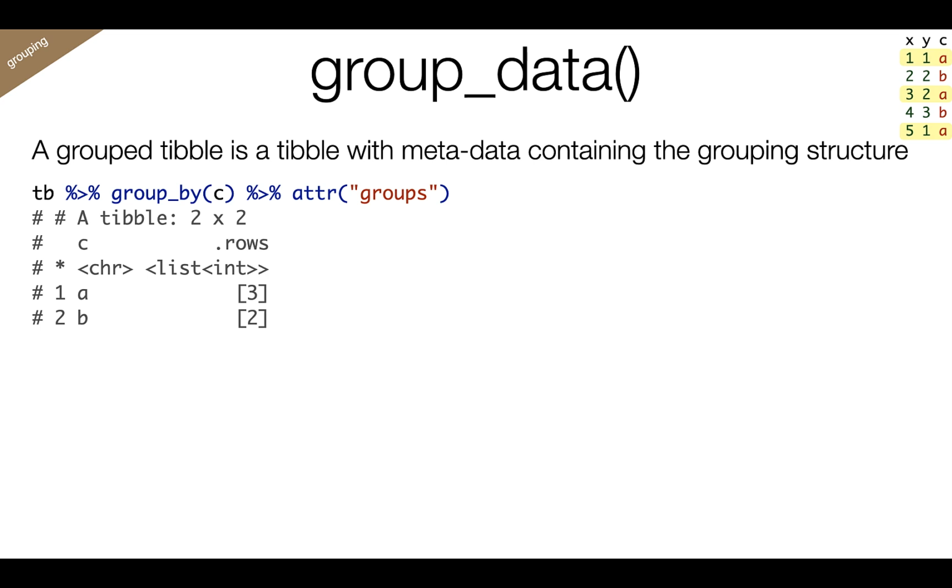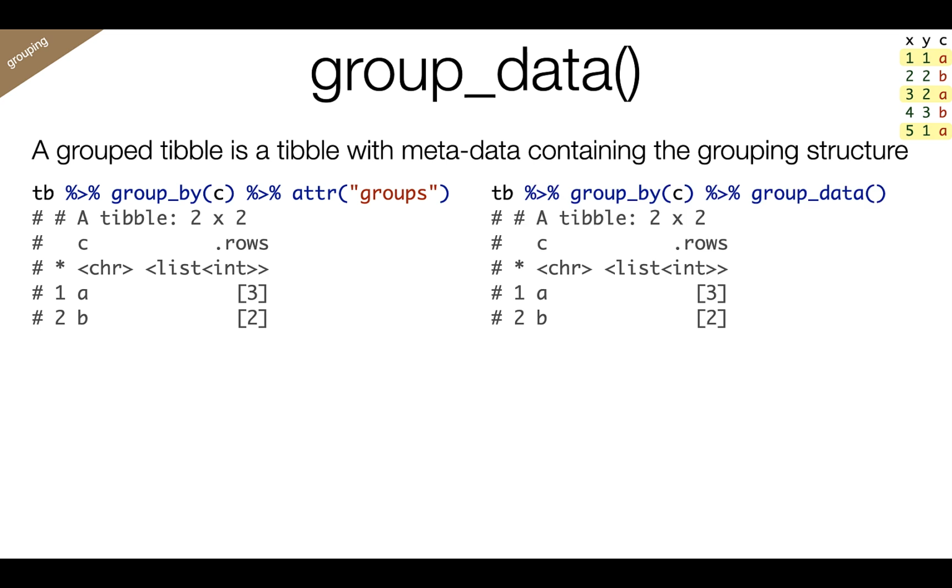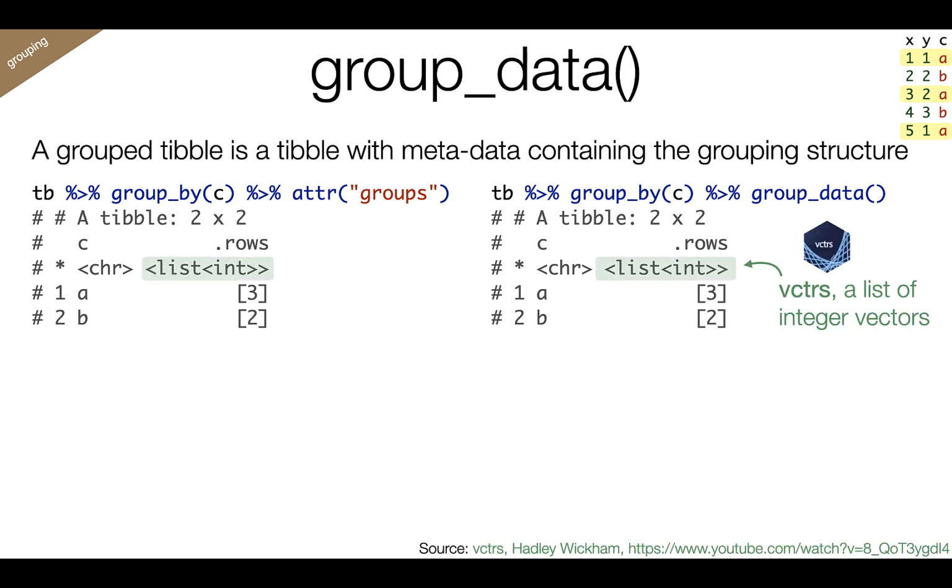But dplyr provides a nice function just called group_data that's actually going to extract that for us. It's going to do exactly the same thing. Now, let me draw your attention to that second column again. Remember that we're getting a tibble back, and remember that when tibbles are printed, they're printed with the column type below them. Now, the oddity here is that the column type in this case is called list<int>.